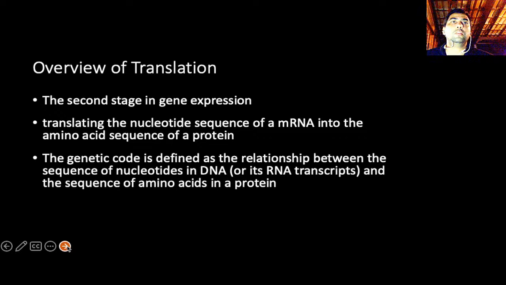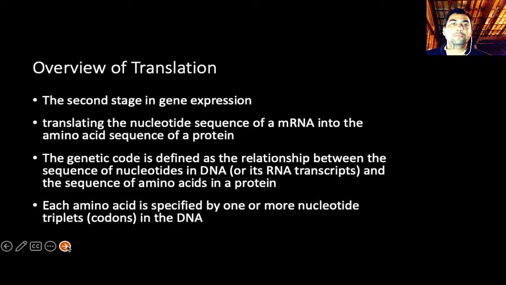The genetic code is defined as the relationship between the sequence of nucleotides in DNA or its RNA transcripts and the sequence of amino acids in a protein. Each amino acid is specified by one or more nucleotide triplets, or codons, in the DNA.